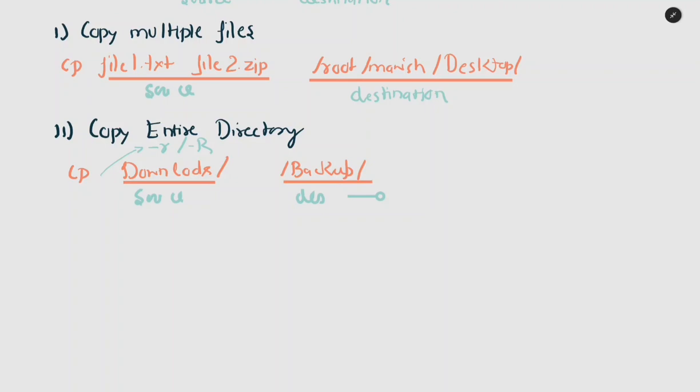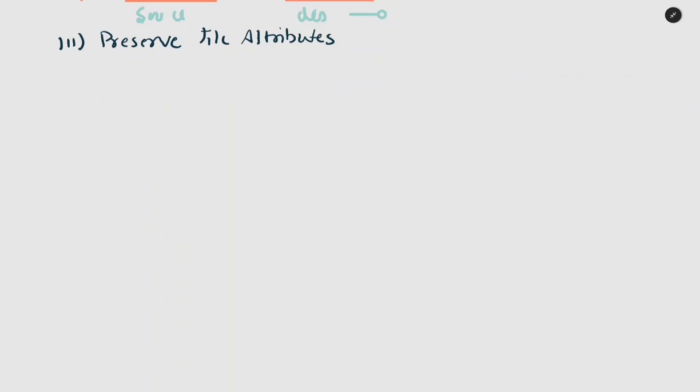Now what if we need to preserve the file attributes? So here we will study about preserving file attributes such as permissions, ownership, and timestamps when copying files. This is especially important for configuration files or system files. Okay, let's say you want to copy file1.txt to the root Manish desktop folder and ensure that the original file's permissions, timestamp, and ownership are preserved.